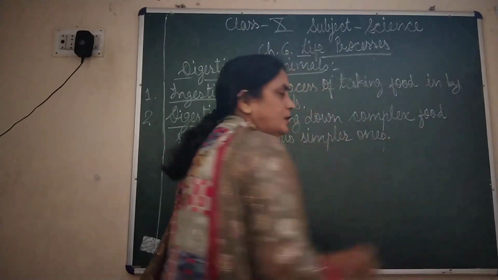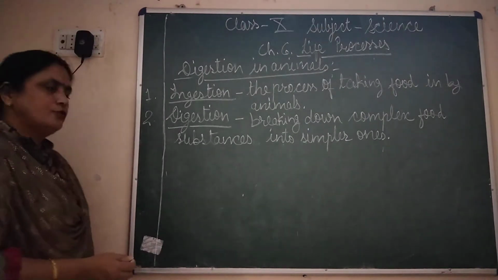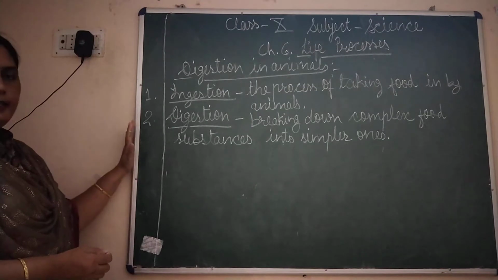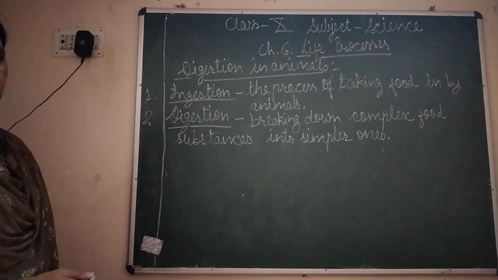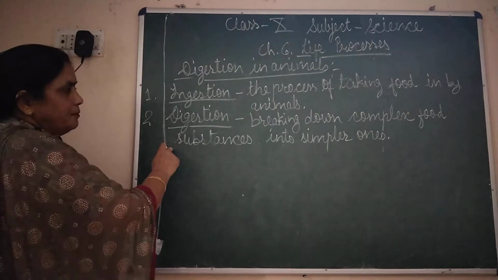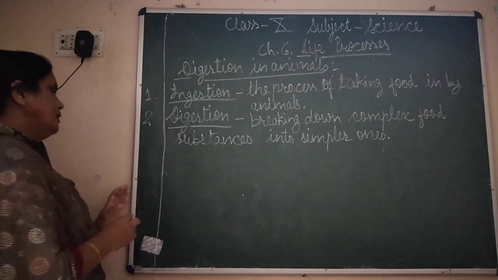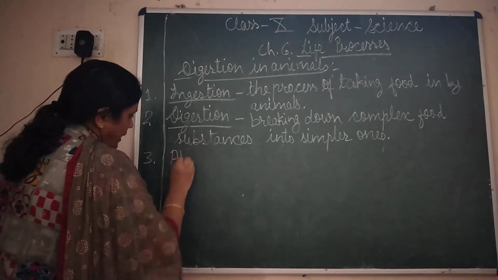You should always note down the important points. So before you start the video, you should have your notebook and pen with you, and wherever necessary, you must write down. By writing you will understand much better. So breaking down complex food substances into simpler ones is called digestion. Now number 3 is absorption.